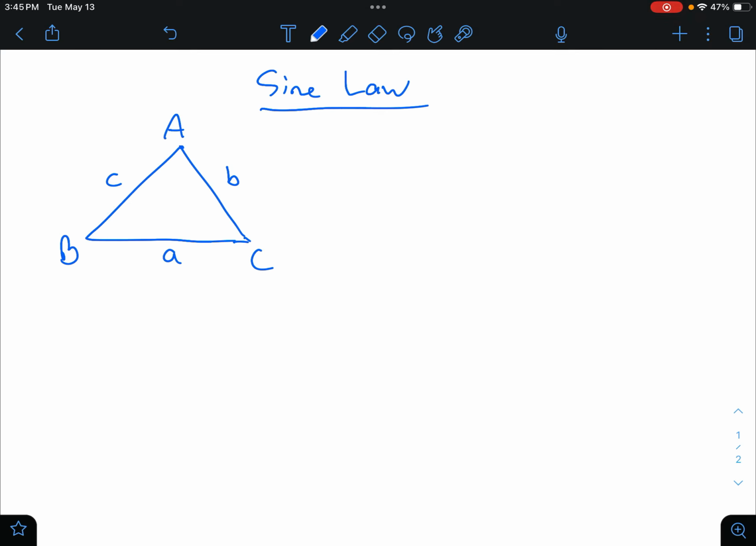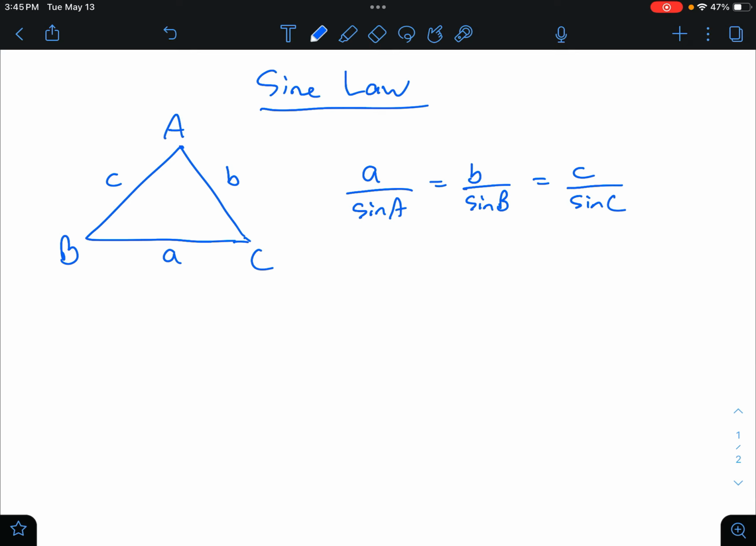Now, what does the sine law actually look like? The sine law looks like this: a over sine A equals b over sine B equals c over sine C. The way this works is it's like a three-part formula, but in reality, you're never going to use all three pieces of this. You're going to make a group of two, and you're only going to use one equal sign.